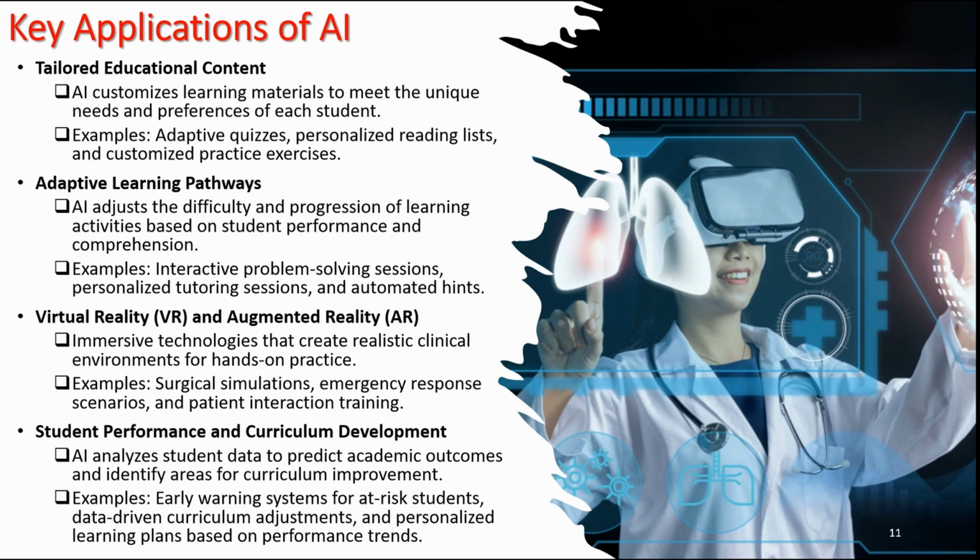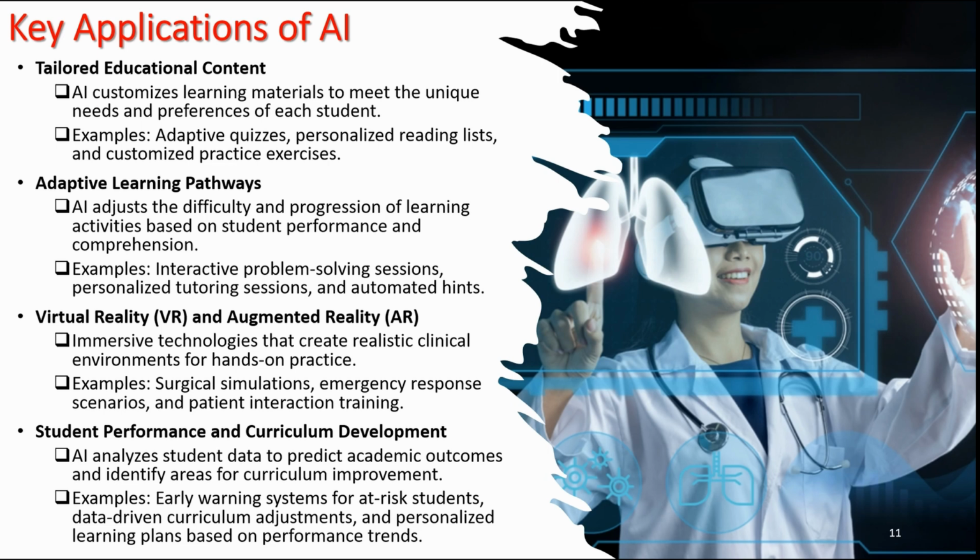Next we can consider the key applications of AI. The first one is tailored educational content. So AI customizes learning materials to meet the unique needs and preferences of each student. For example, adaptive quizzes, personalized reading lists and customized practice exercises. And the next one is adaptive learning pathways.